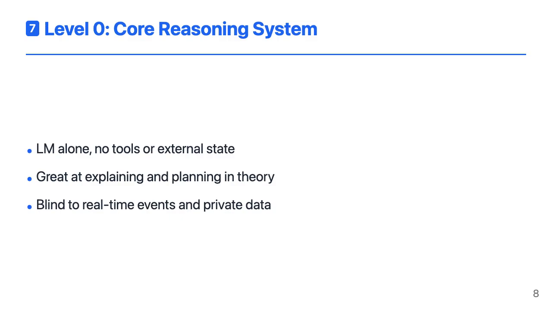Level 0 is the pure language model. It has no tools, no memory, and no access to your live systems. It can explain concepts, reason through hypothetical plans, and answer questions about what it has seen during training. But it can't tell you last night's sports scores or the status of a current order, because those facts simply aren't in its weights.